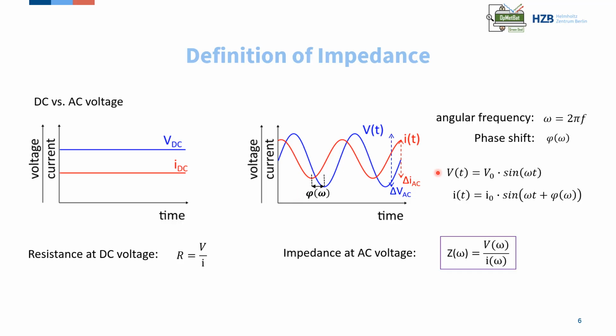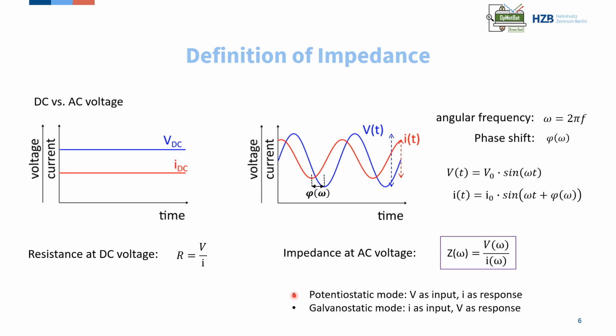Therefore, alternating current and voltage can be interpreted according to a constant baseline value as DC contribution and a sinusoidal AC contribution of certain angular frequency. In addition, the response might have another phase shift. There are different modes of electrochemical impedance spectroscopy. For potentiostatic measurements of impedance, the voltage is the electrical input and the current is the response signal. For galvanostatic measurements of impedance, the current is the input and the voltage is the response.